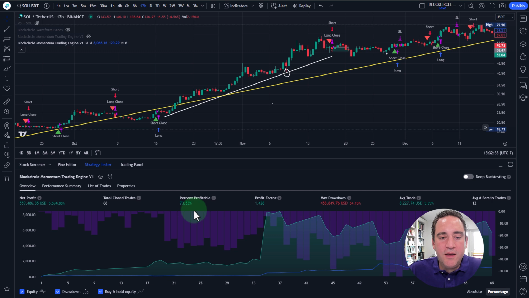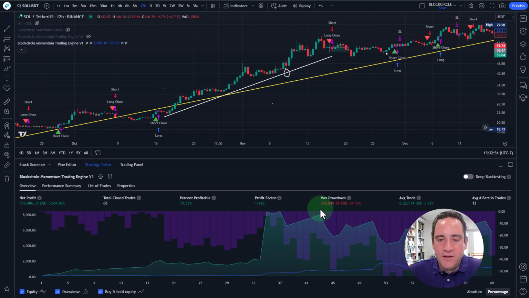Percent profitability in terms of an actual win rate. So how often is the trading strategy accurate and how often does it win? Above 60, ideally. And then a profit factor of above 1, of course. Drawdown with no leverage to be ideally below 40.